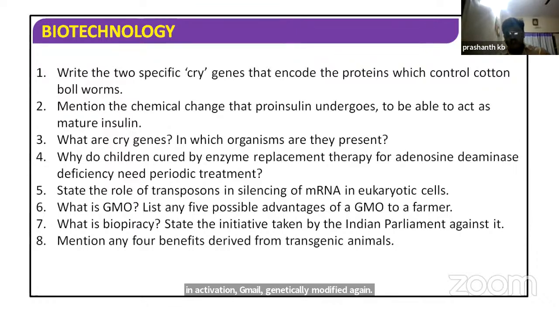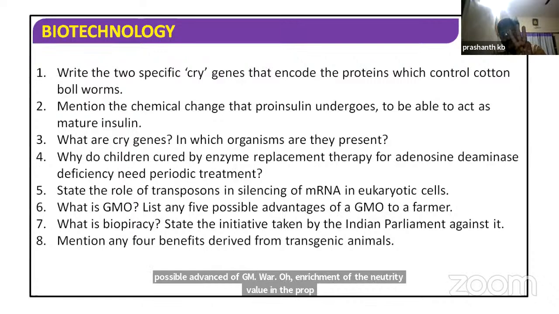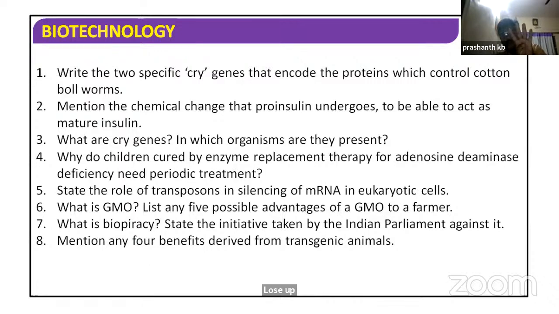List any 5 possible advantages of GMO. Stress resistance, enrichment of the nutritive value in the crop, use of biofertilizer, biopesticide. Okay, next one, minimal usage of nutrition in the soil. Sixth one, tailor-made crops. So, 5 marks question.